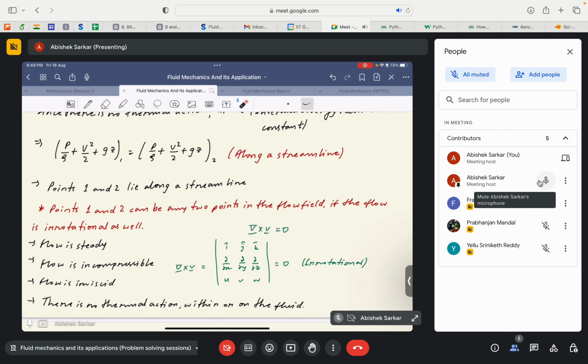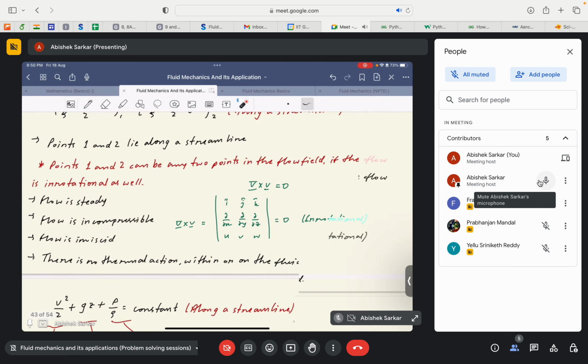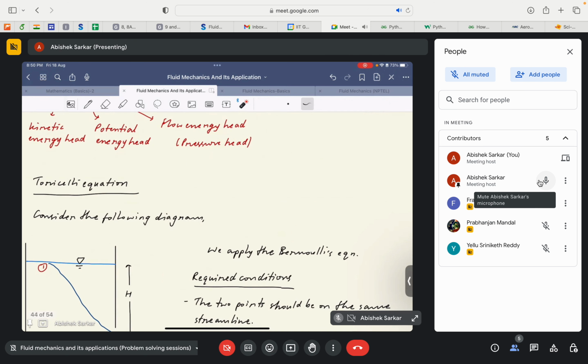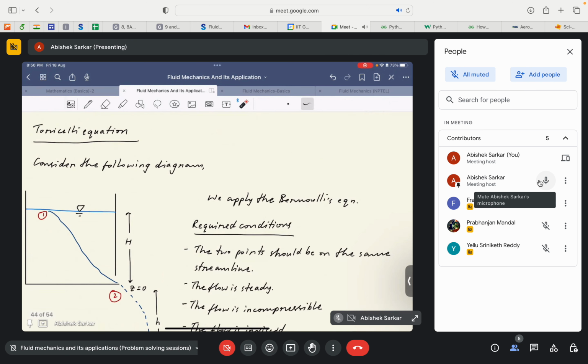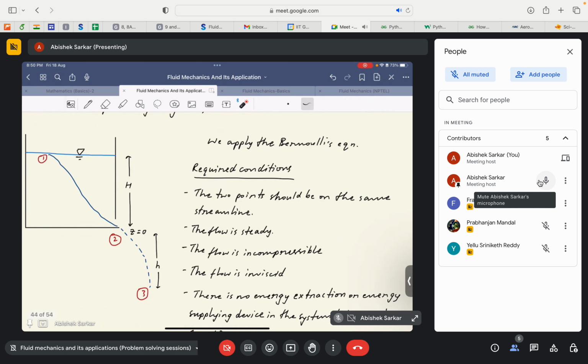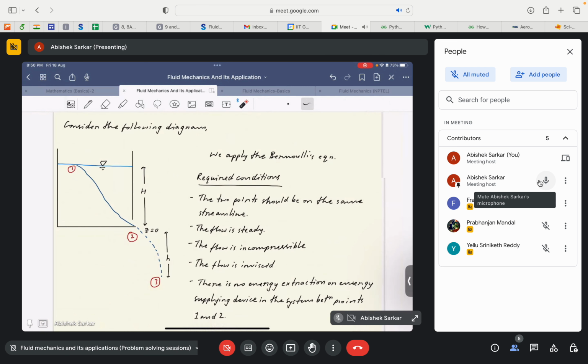What I am telling all of you, Prabhajan, Francis, and Sriniket, is a very key understanding. If this is the case, then points 1 and 2 can lie at any 2 points in the flow domain, given that the flow is steady, incompressible, and inviscid. So, let's discuss this example. I'll zoom out a bit.